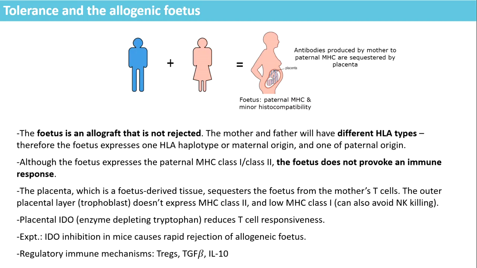And there is actually an experiment that's been performed in mice where if you inhibit IDO in pregnant mice, this will cause a really rapid rejection of the fetus, and that helps to reinforce that theory. But you also have some other regulatory immune mechanisms. You have your Tregs, and also you have TGF-beta and IL-10 helping to maintain that immunosuppressive environment and make sure that the fetus is essentially protected from the maternal immune system.